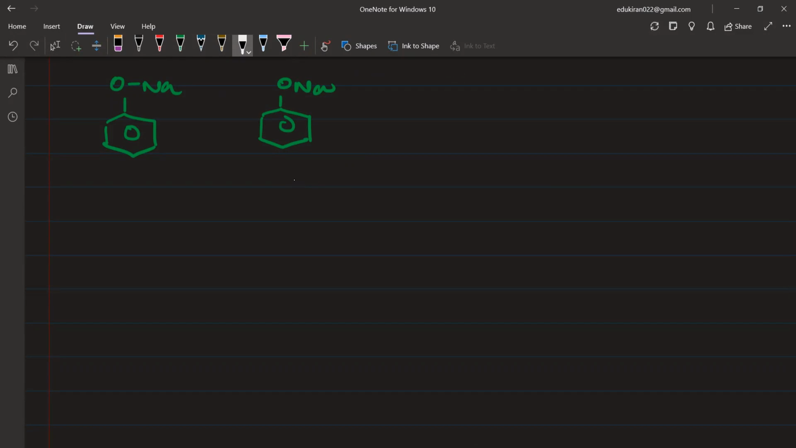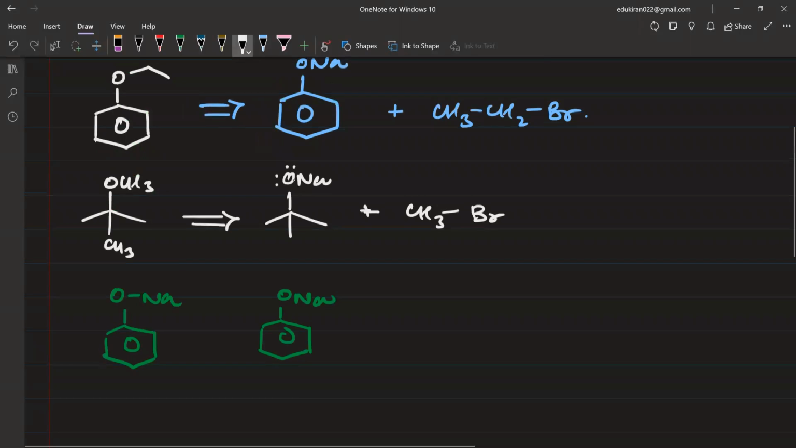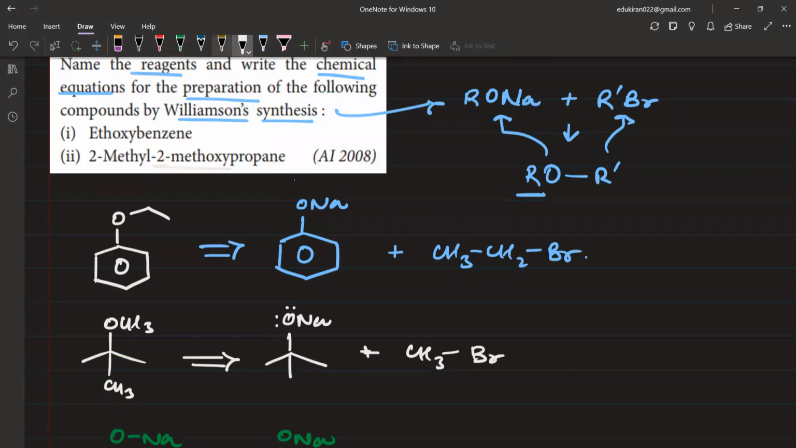Now we are going to look at the chemical properties of ethers. So can you scroll up? By the way, I hope you remember this arrow. This arrow is the retrosynthesis arrow. That means this molecule can be made by these particular reagents. Done, everyone? Yes or no? Please tell me.